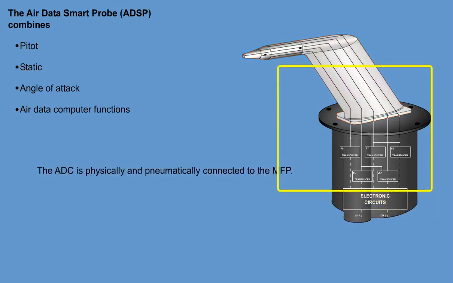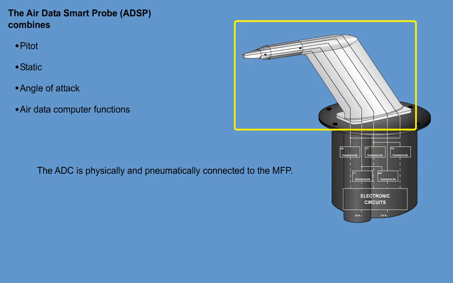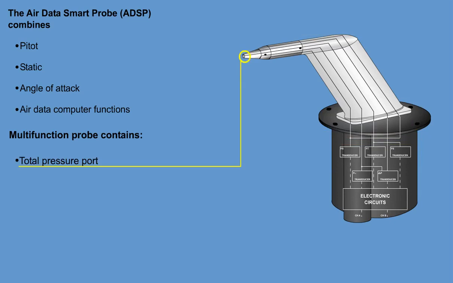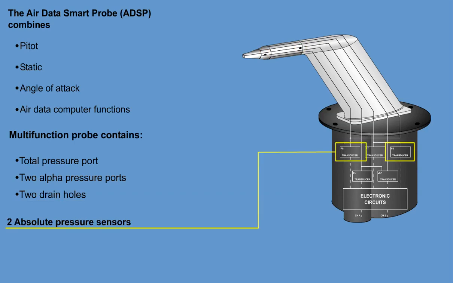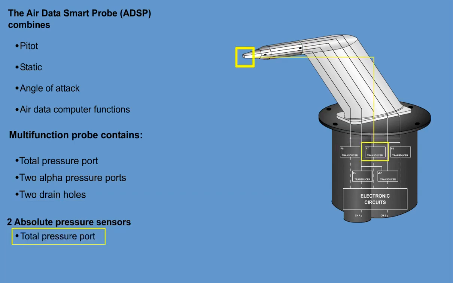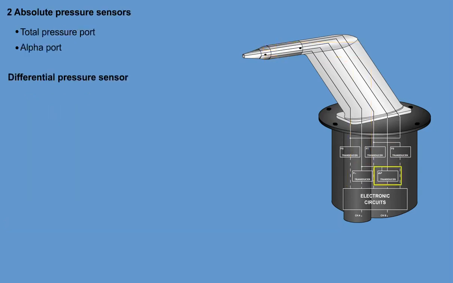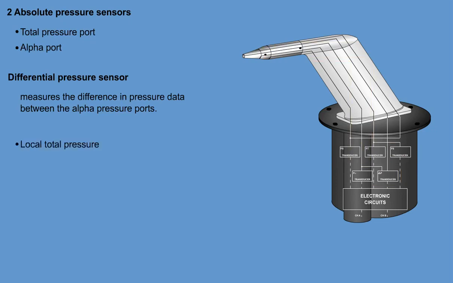The ADC is physically and pneumatically connected to the MFP. The MFP is a one-piece probe that contains a total pressure port, 2 alpha pressure ports, and 2 drain holes. Each port is paired to a pressure sensor located in the ADC. 2 absolute pressure sensors measure pressure data from the total pressure port and the alpha port. A differential pressure sensor measures the difference between the pressure data from the alpha pressure ports. From the 3 measured pressures, the local total pressure, local static pressure, and local angle of attack are computed.